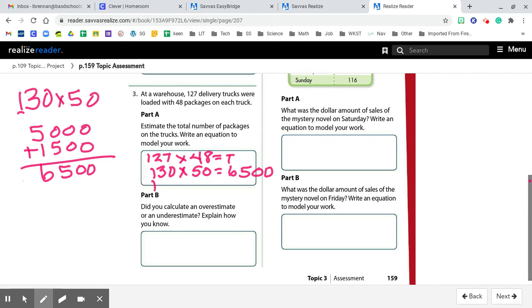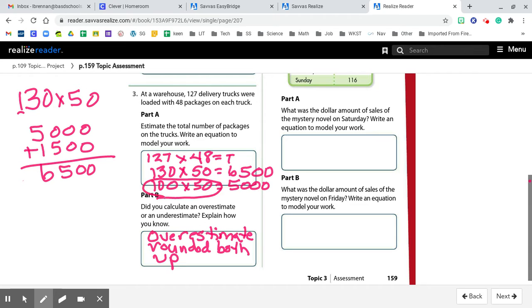You could have also rounded that down to 100 times 50 equals 5,000. That would have been fine. And then you have to decide, did you calculate an overestimate or an underestimate, and explain how you know. So I am going to say that on this one, I did an overestimate because I rounded both numbers up. And if you chose the second choice, you probably have an underestimate because you rounded down one of the values there. So either one.